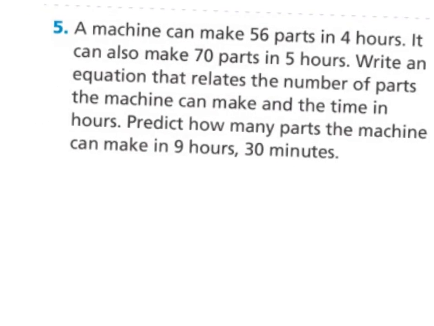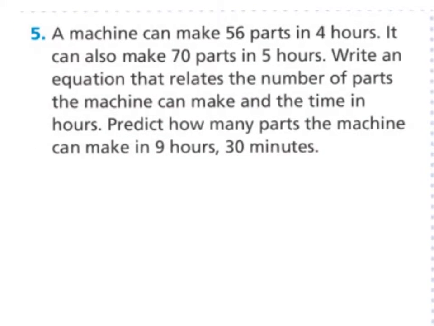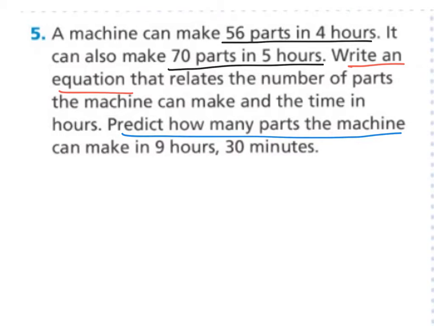Number 5, a machine can make 56 parts in 4 hours. Again, be highlighting as you read through these. Makes it easier to work it out. It can also make 70 parts in 5 hours. Write an equation that relates the number of parts the machine can make and the time in hours. And then predict how many parts the machine can make in 9 hours 30 minutes.